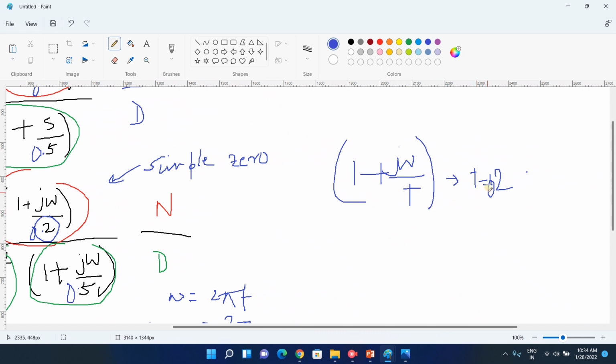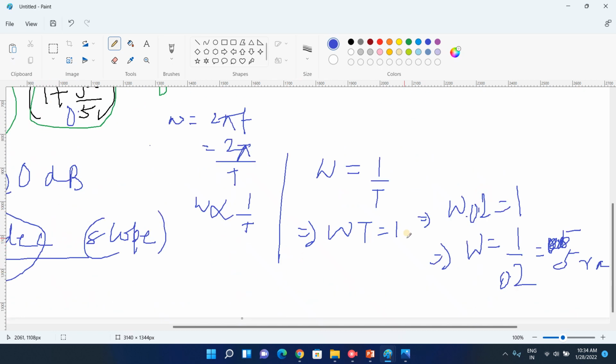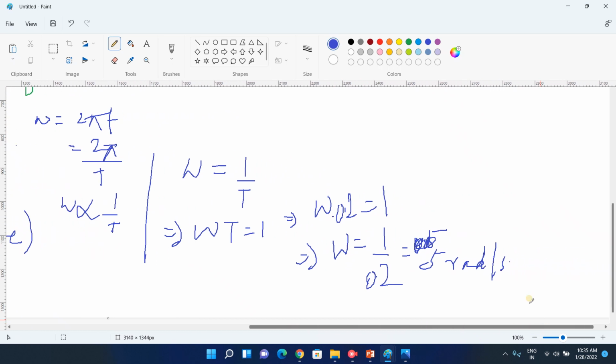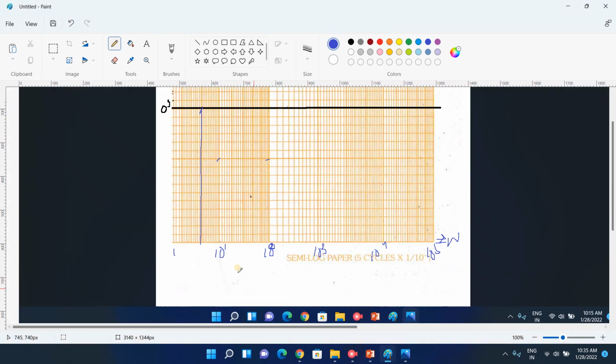So if it is like that, so that means 1 plus j omega by t, so t is 0.2 in our case, this is 0.2, okay. So omega t equals to 1, so omega 0.2 equals to 1, so omega equals to 1 by 0.2, so omega is 5 radian per second. So this is in the x-axis. You can remember we have represented that x-axis means radian per second, the frequency.